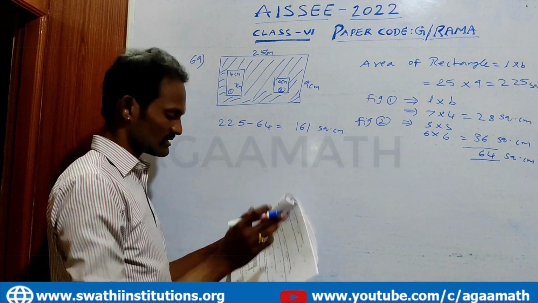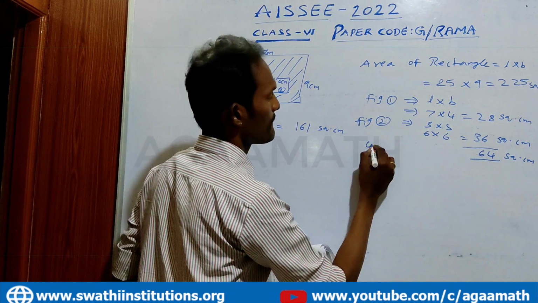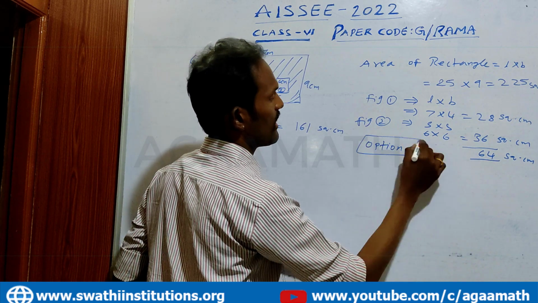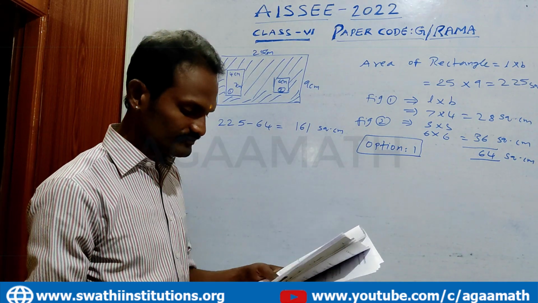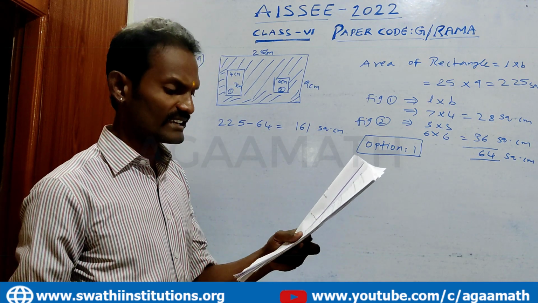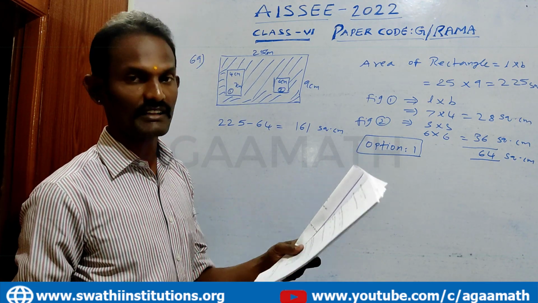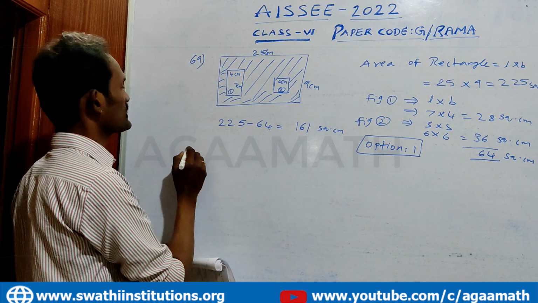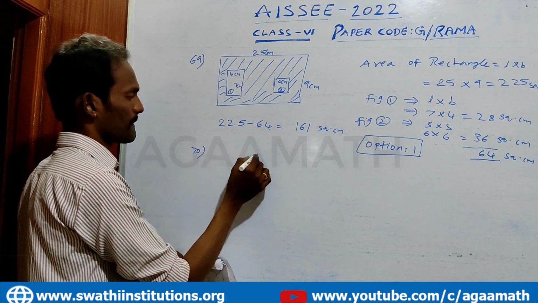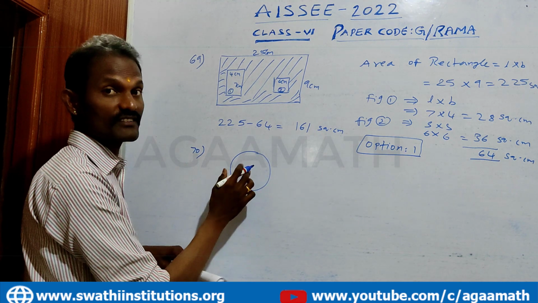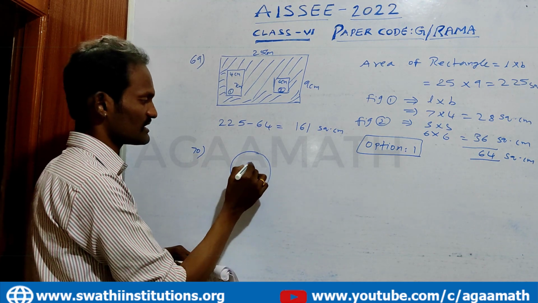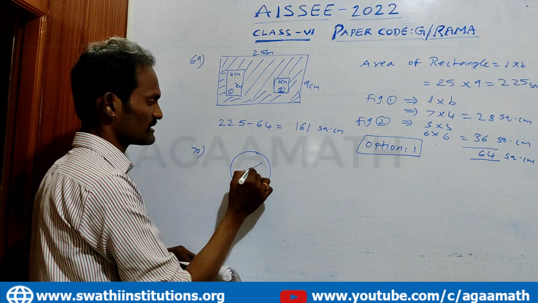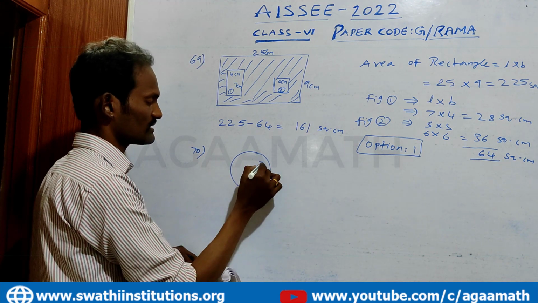So this is the answer, that is option 1. Next, identify the angle created by the minute hand and the hour hand if it is 2:30 p.m. So that is question number 70. I'm just drawing a rough diagram to make you understand. So it would be 2:30. At 2:30, the hour hand will be like this and the minute hand will be like this.